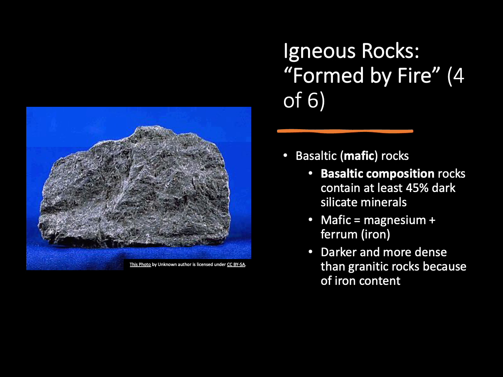But we also have those mafic igneous rocks. And these are the ones that are dark in color, and they're going to be a lot heavier and denser than felsic rocks. And that's because they're made up of iron and magnesium, which is what gives it the name mafic. Mafic stands for magnesium plus ferrum, which is a fancy word for iron. But just like before, we're going to see that the majority of the minerals in these mafic rocks are dark in color, but we can have some lighter colored minerals in there as well.